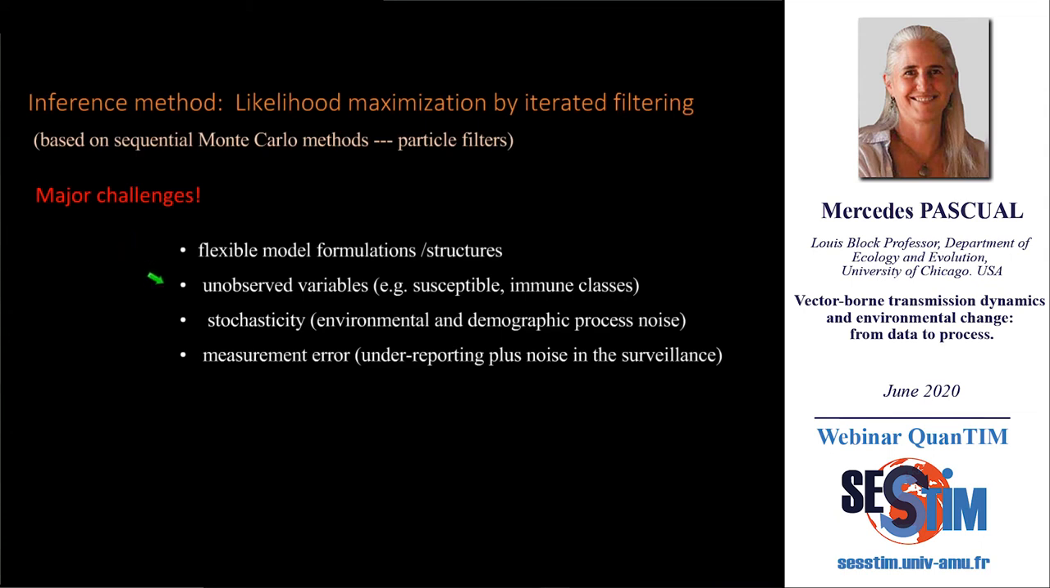We also have a major problem of unobserved variables, because we only measure one class in this case. We only measure the infected individuals, and we do that with error. And then we, of course, have both environmental noise, since the model will not explain all of the dynamics, and what may also be called demographic noise. Importantly, I already mentioned we have measurement error, in the form not just of underreporting, but some distribution of error. So we have these challenges, and this method is well suited to face them. It's based on a sequential Monte Carlo method, essentially a particle filter. The idea is that this method can be applied if you can simulate your model. So if you can simulate your model in the computer, and you can simulate it repeatedly, then you can fit the model.